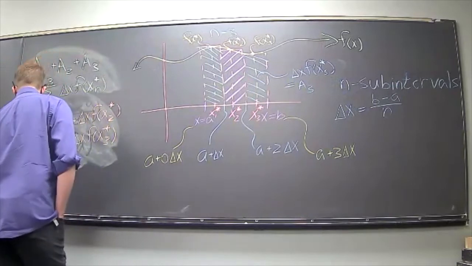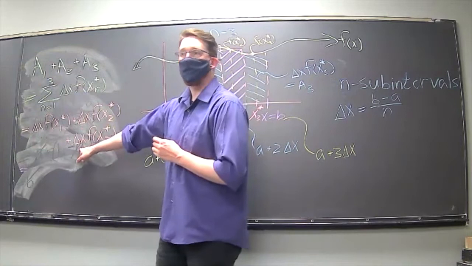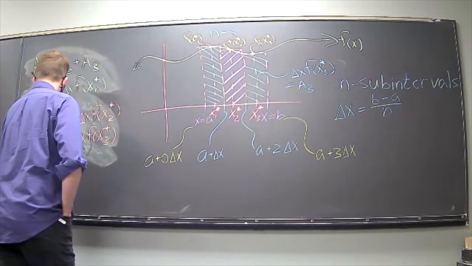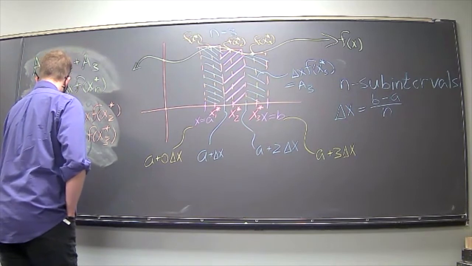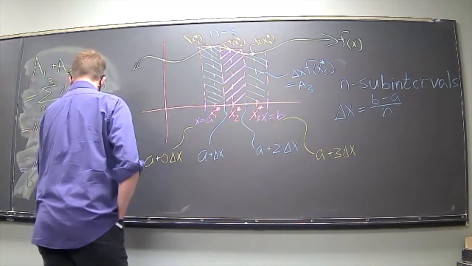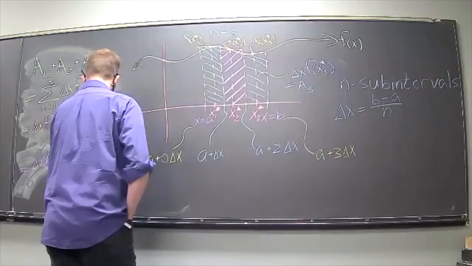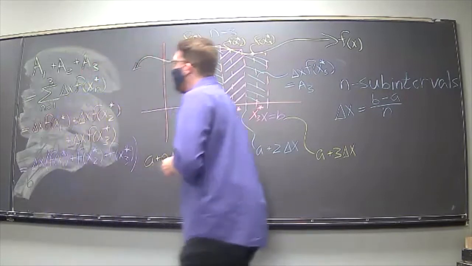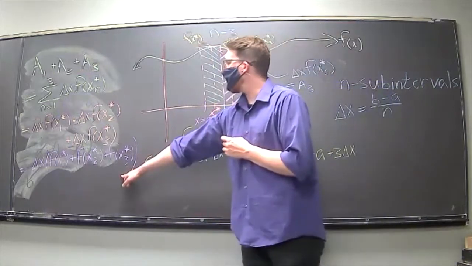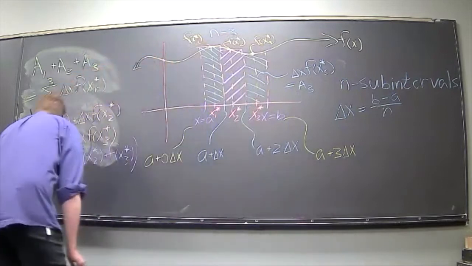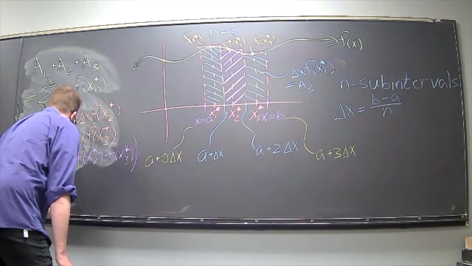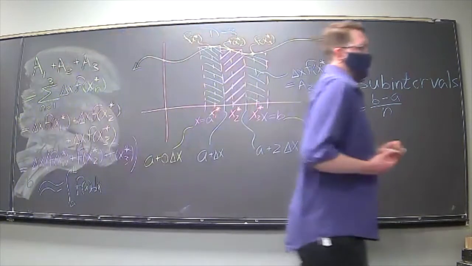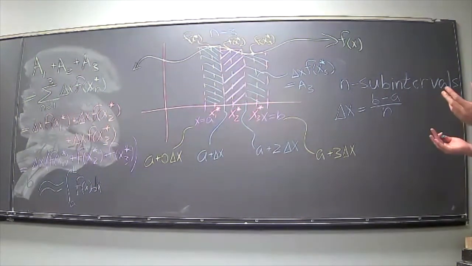Now notice each one of these terms has a delta x. So we can factor out that delta x and multiply the sum of each of our f of x stars. And this thing, as a whole, is going to be approximately equal to the integral from a to b of our function f of x integrated with respect to x. And this is the entire process. This is the idea of it.